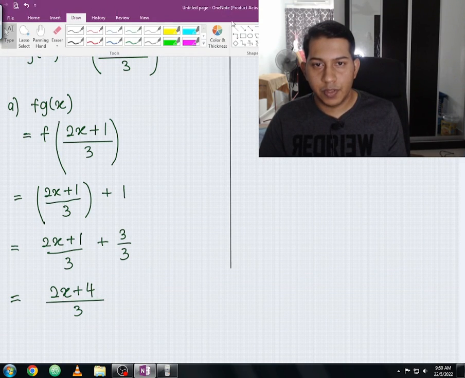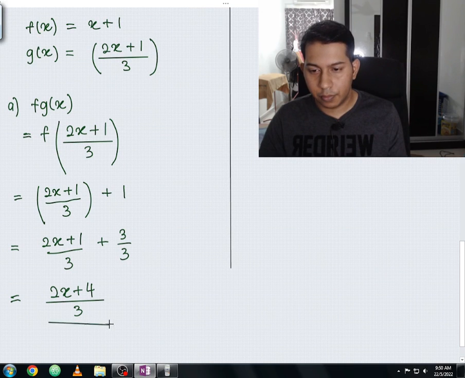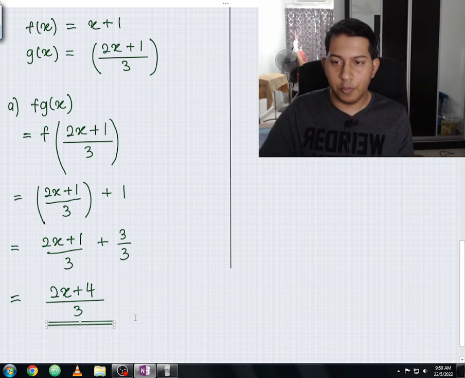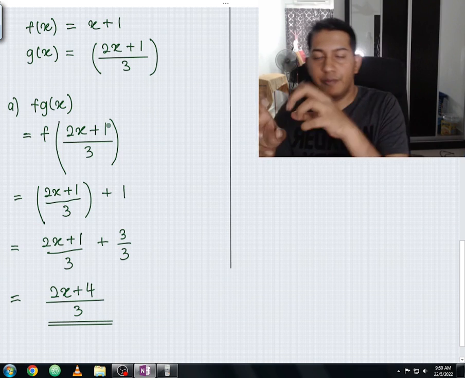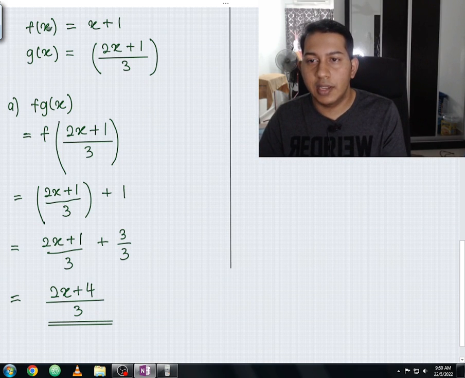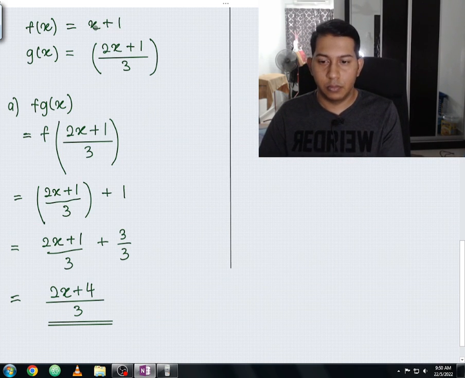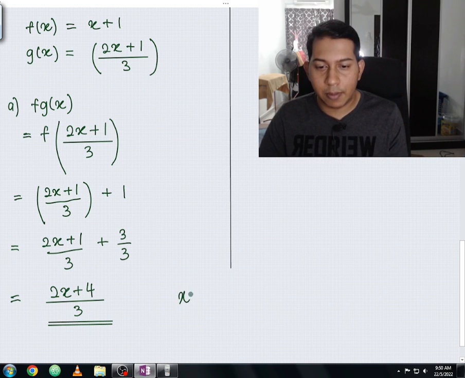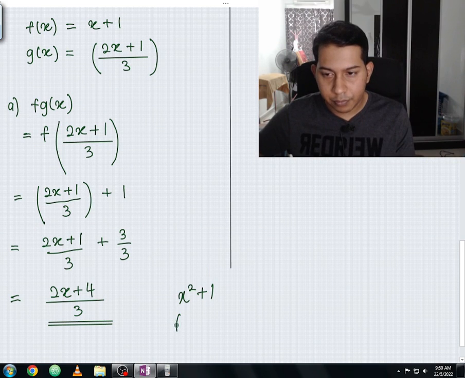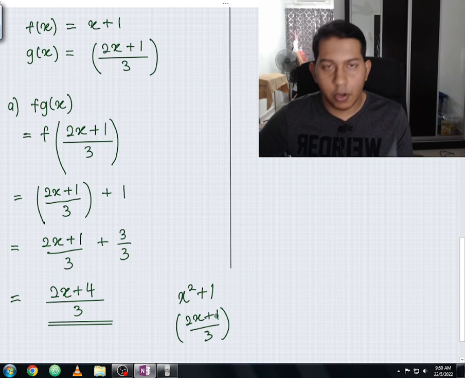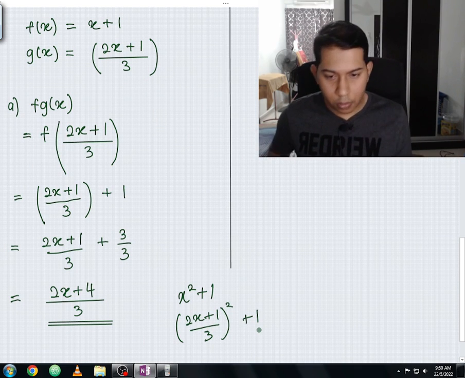I hope you can understand the explanation. So this function g(x) is basically mapped into the function f(x). Over here the function f(x) is x plus 1. Let's say for example if I write x squared plus 1, how will it be? Similarly, (2x plus 1) over 3, the only thing is you add a square and then plus 1. That's it.